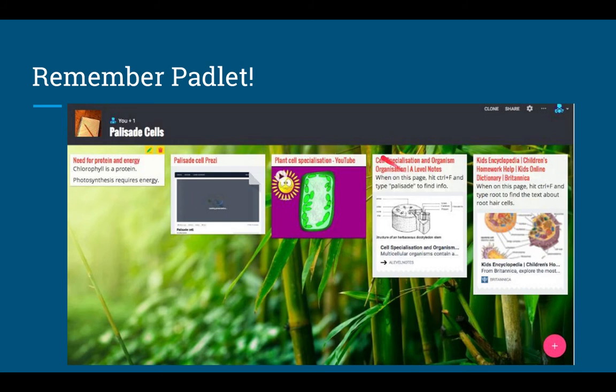So after this, you should go to Padlet. Here are some of the resources that are already available to you that will give you more in-depth information about Palisade cells, as well as your textbook. And of course, you are expected to do some of your own research as well. If you find any great resources, please be sure to post them here on the Padlet for Palisade cells.